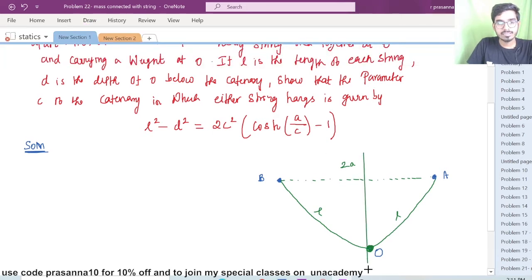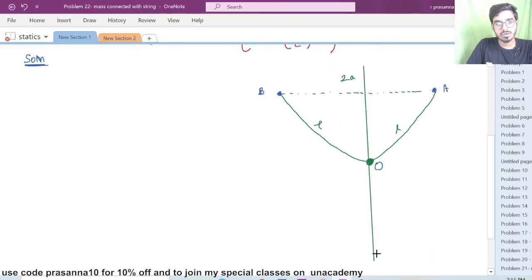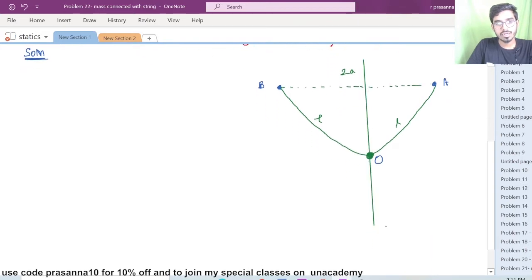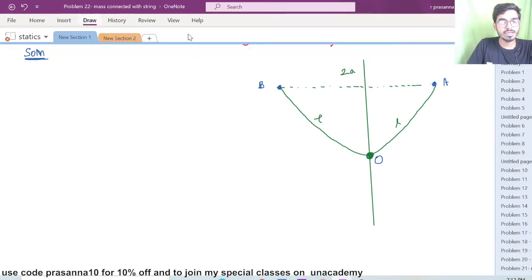So we will have an axis around here, and we will have a directrix around here.